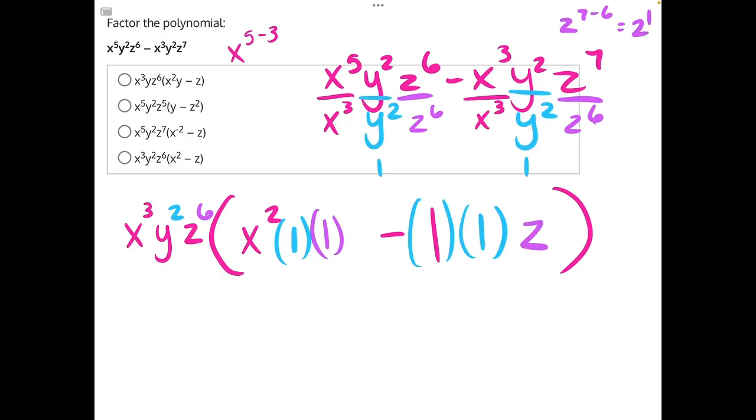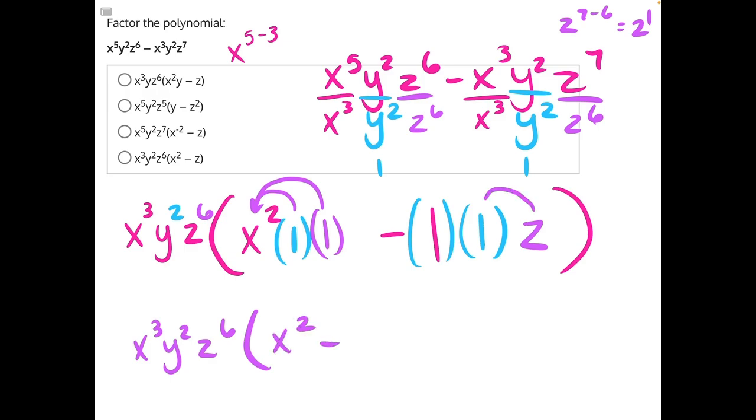Now we just need to simplify. We have x to the third times x to the 2, z to the 6th, times anything times 1 is just itself. So x to the second times 2 ones will just be x to the second, minus z times 2 ones will just be z. And that perfectly matches the last answer option, making that our correct answer.